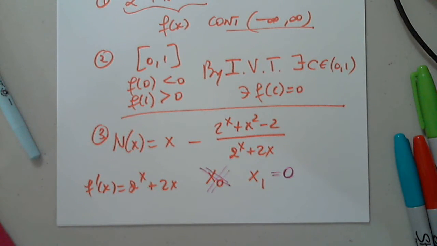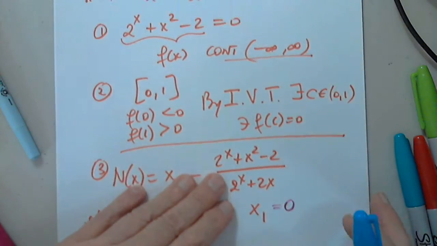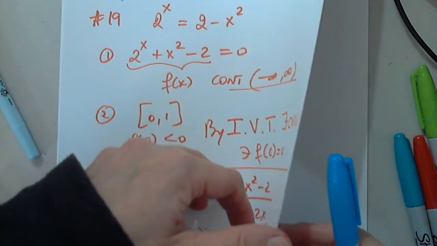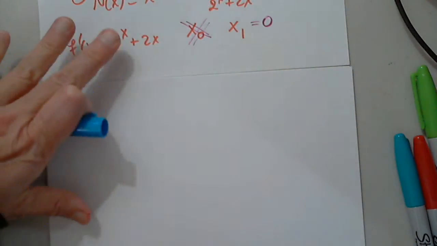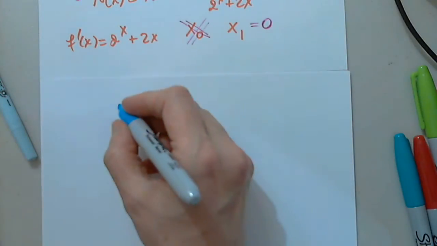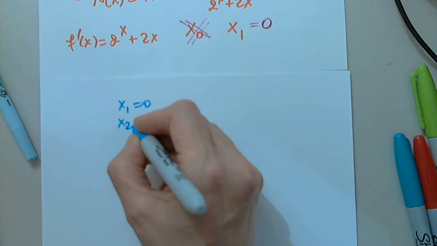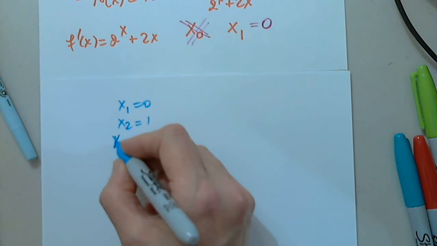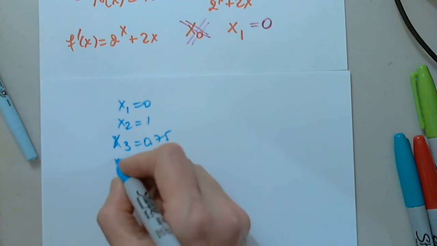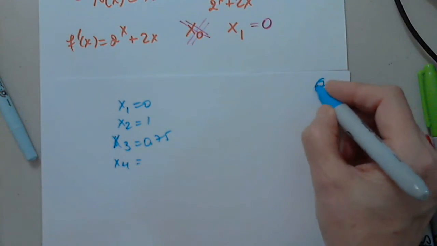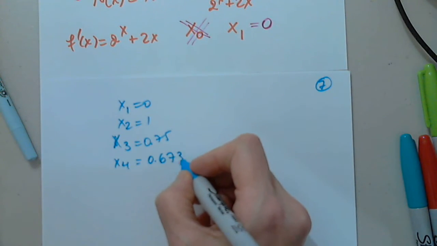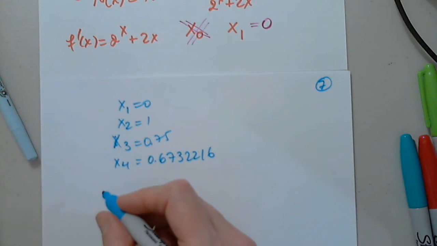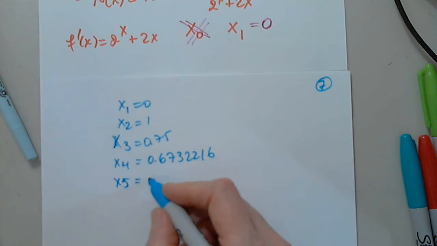Now, can anyone tell us how many decimals they want on this so we know when to stop? So if we consider x1 to be 0, then x sub 2, the second iteration, is 1. So x1 is 0, x sub 2 is 1, x sub 3 is 0.75, x sub 4. So how many decimals do they want on this? I'm trying to find it. That's okay.